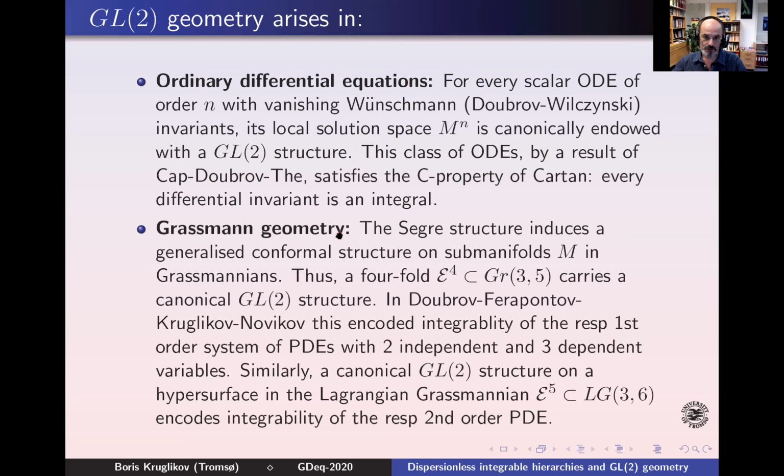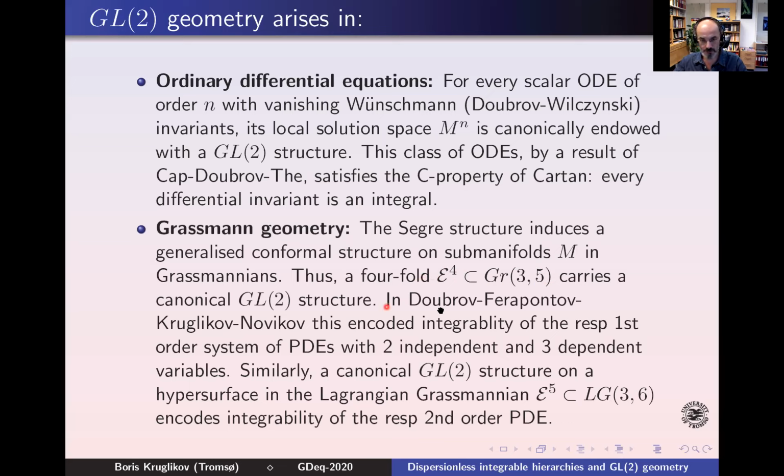In Grassmann geometry, if we consider submanifolds in a Grassmannian, they inherit naturally from the conformal structure in the Grassmannian what is called a generalized conformal structure. In the particular case of fourfolds in Grassmannian Gr(3,5), which has dimension 6, these are codimension 2 submanifolds. Then this generalized conformal structure becomes actually GL2.